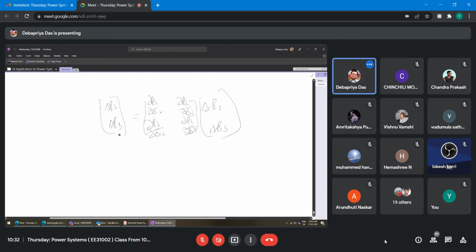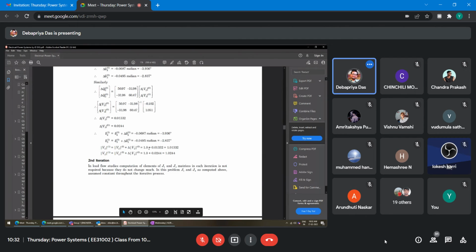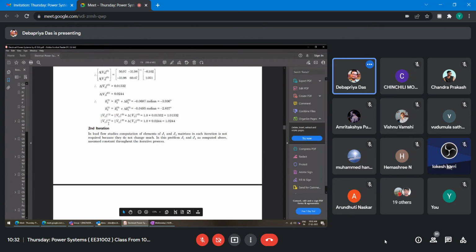Similarly for Q, it will be delta Q2 upon delta V2, delta Q2 upon delta V3. Similarly, you can make it. This is delta Q3 upon delta V2. This is delta Q3 upon delta V3, right? So this way, this equation is written. From inspection or intuition, you can write this. So this is your V3.